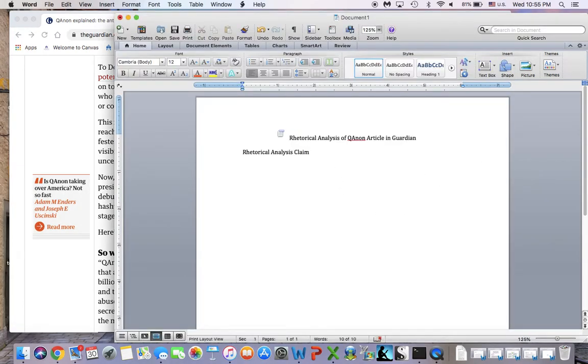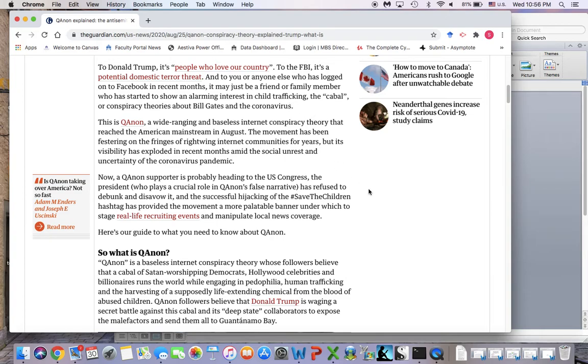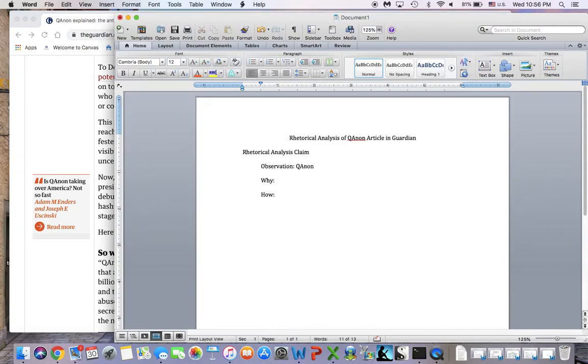So if I was to break this down, remember the rhetorical analysis claim is observation, why, and how. Okay, the observation that's being made here is that QAnon is a potential domestic terror threat. QAnon is a potential domestic terror threat that has latched onto a legitimate child trafficking awareness movement. I'm going to keep everything nice and uniform looking.